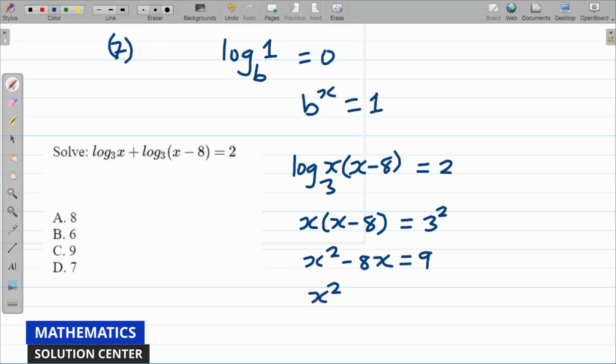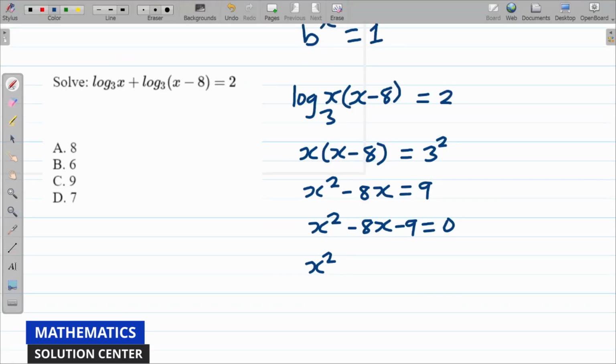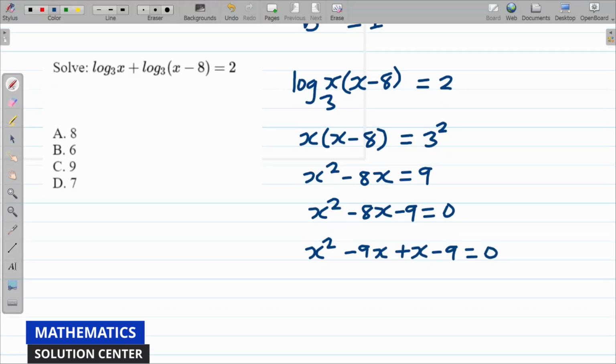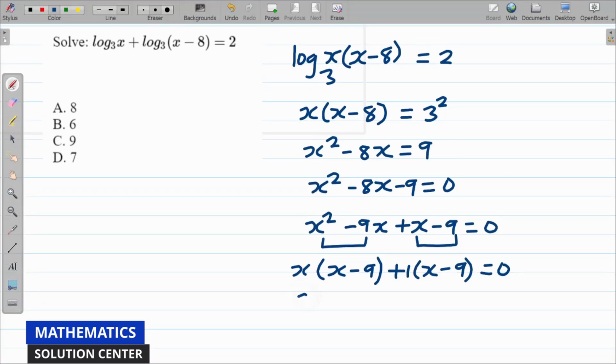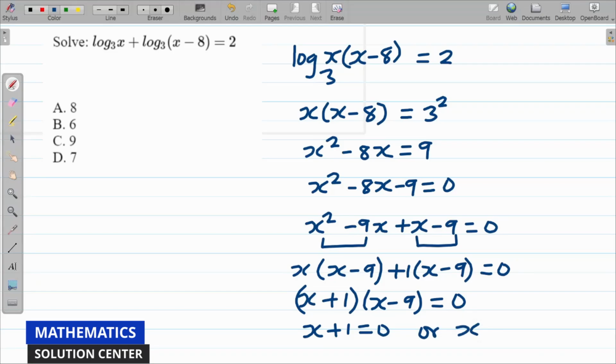So we have x squared minus 8x minus 9 is equal to 0. x squared minus 9x plus x minus 9 is equal to 0. So we factorize this, we group and then factorize. So we have x into bracket (x minus 9) and then plus 1 into bracket (x minus 9) is equal to 0. So we have (x plus 1) and then (x minus 9) is equal to 0. So that means x plus 1 is equal to 0, or x minus 9 is equal to 0.